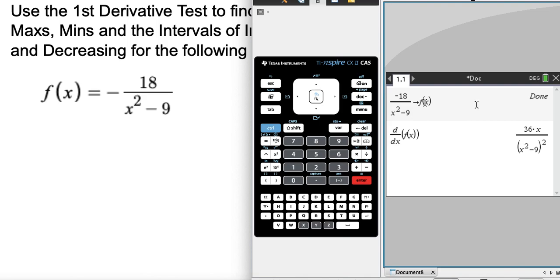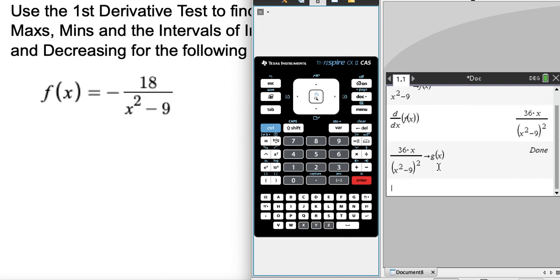Now I got 36x over x squared minus 9 quantity squared. And I'm going to go ahead and store that as g of x. All right, we'll write this down later. But I need to figure out where this is equal to 0. Well, you can kind of see it actually, right? Because wherever the numerator is equal to 0, that's where you're going to have a max or a min, since this is the derivative. So it's going to be x equals 0.